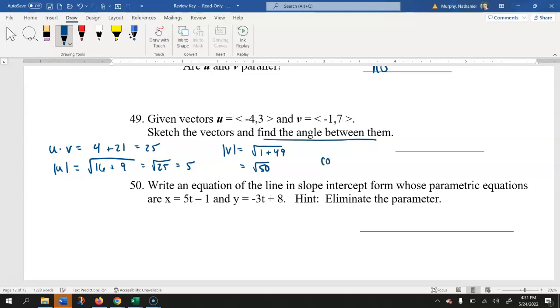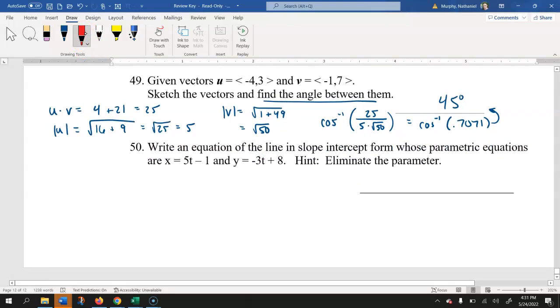So let's put this all together. It'll be the inverse cosine of our dot product, which is 25, divided by these two magnitudes, so 5 times the square root of 50. Now, if you're getting these wrong, you might want to break this apart into separate parts. Maybe take 5 times the square root of 50, get that answer, and then take 25 divided by that answer, and you should get 0.7071. And if you take the inverse cosine of that, that gives you the angle, which is 45 degrees.